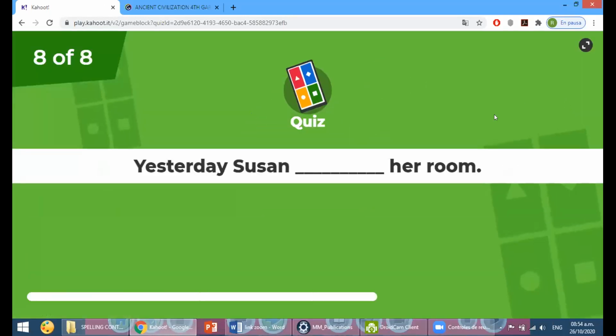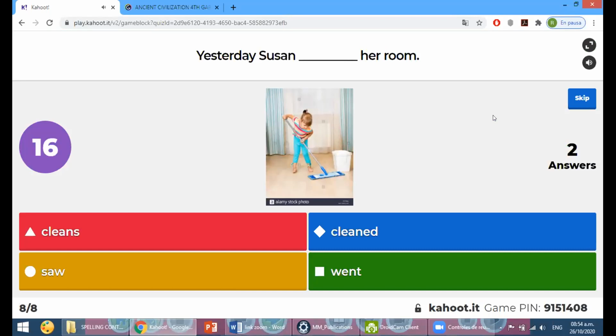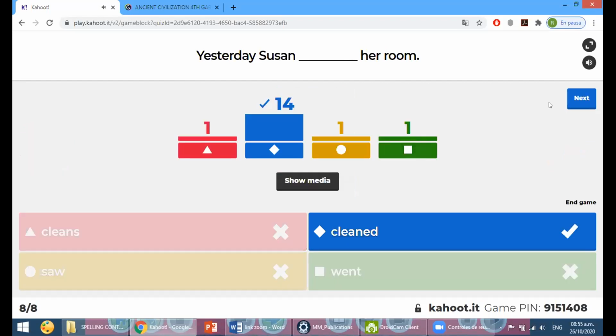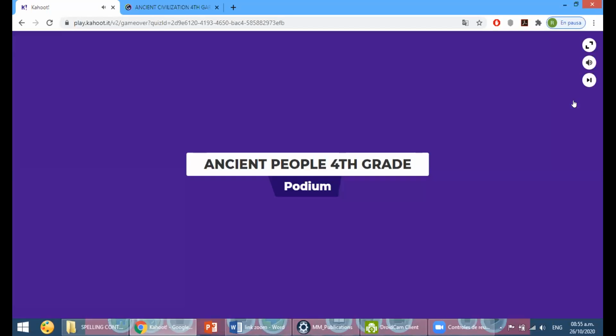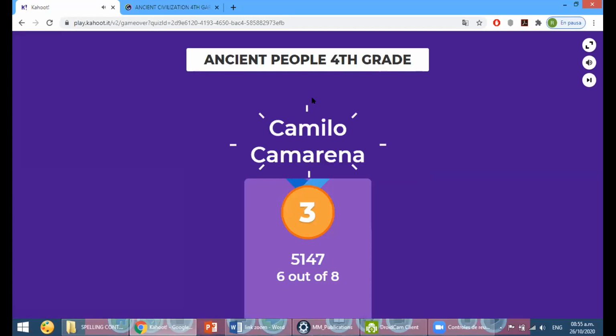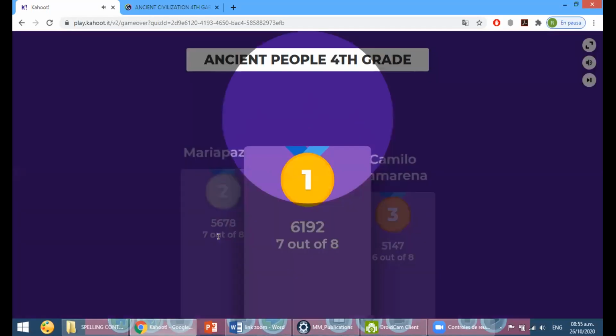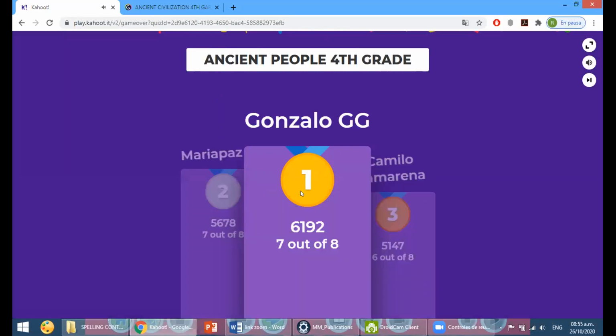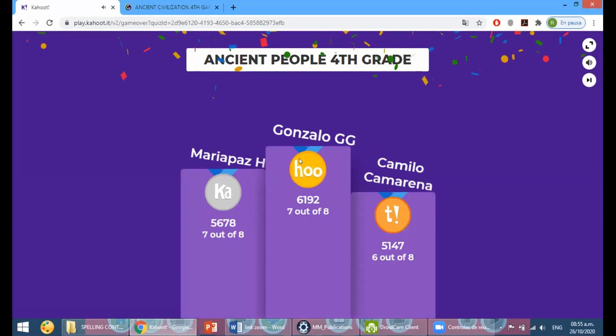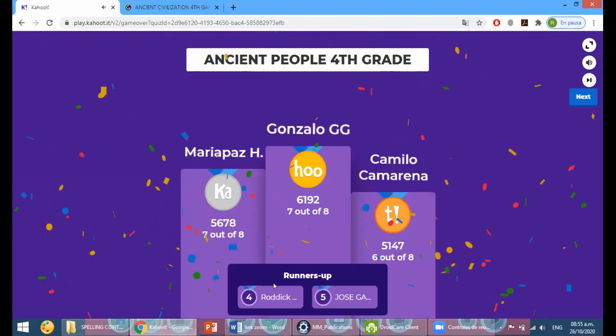And finally, A. Yesterday, the same. This is an action in the past. Yesterday. Excellent. Cleaned it, no? Past tense. Very good. Camilo, very good. 6 of A, Maria Paz. Well done, Maria Paz. 7 of A, and Gonzalo. Excellent, Gonzalo. Excellent job. Number 4, Jose Carlos. Very good, Jose Carlos. Continue like that.